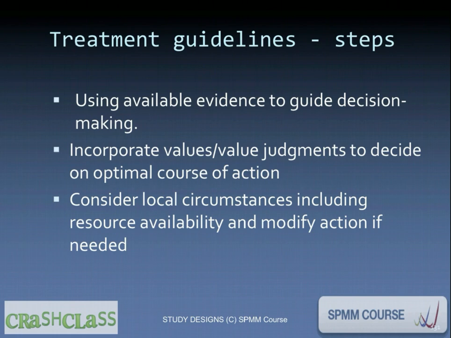So when you write a guideline, you have to make sure the values of the organization that's going to use those guidelines are incorporated. And you should also consider local circumstances and local resources when you write a guideline. There's no point writing a guideline offering a treatment that is not available in the UK. A NICE guideline cannot have a treatment that is not available in the UK, so what's the point of having it in the guideline? So you have to consider the local circumstances and local resource availability.